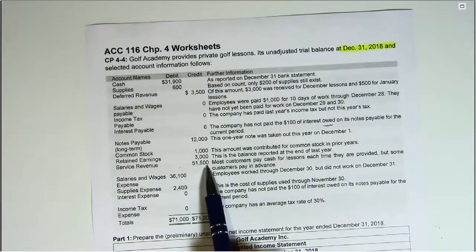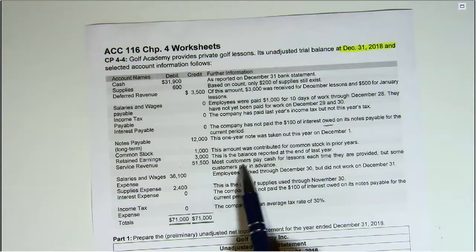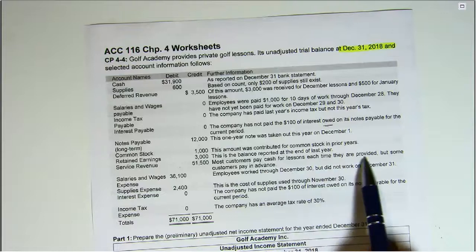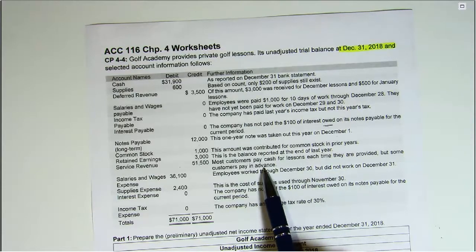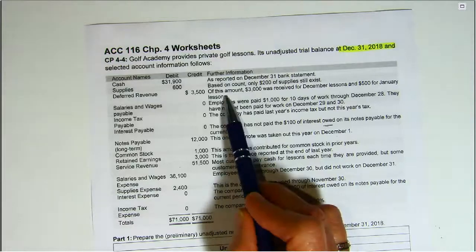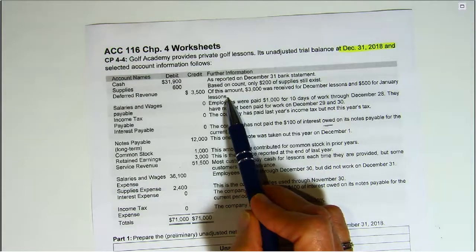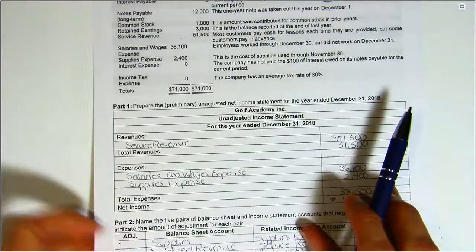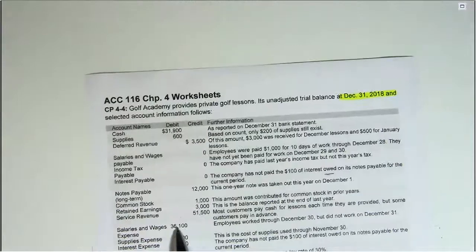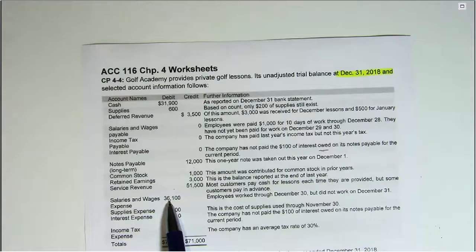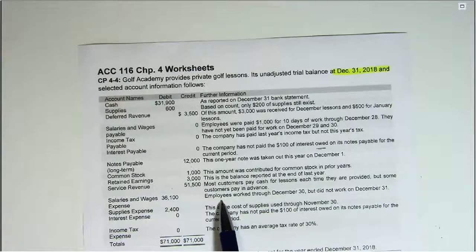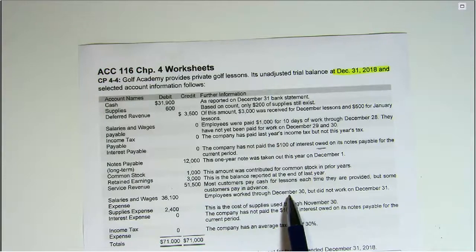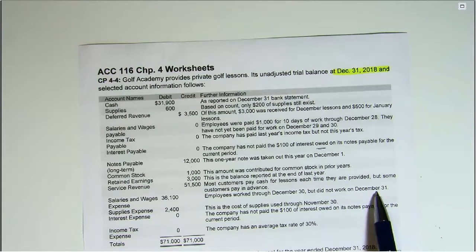Service revenue, $51,500. This is the current balance in that account, and it says most customers pay cash for lessons each time they're provided, but some pay in advance. And we know that because we saw this deferred revenue appear, and we did note that that has to be adjusted. The next account down is salaries and wages expense. It states here that employees worked through December 30th, but did not work December 31st.